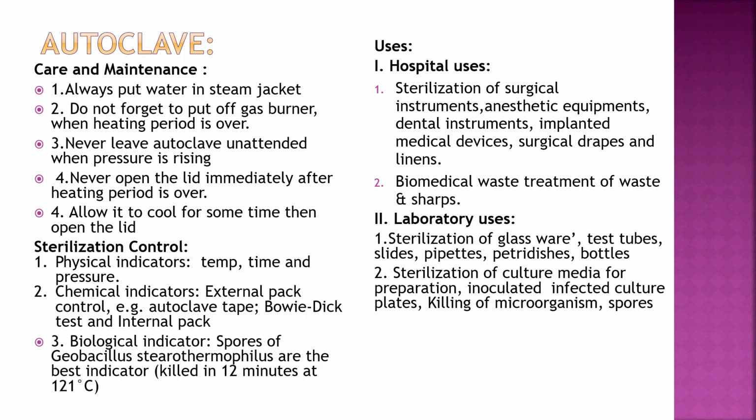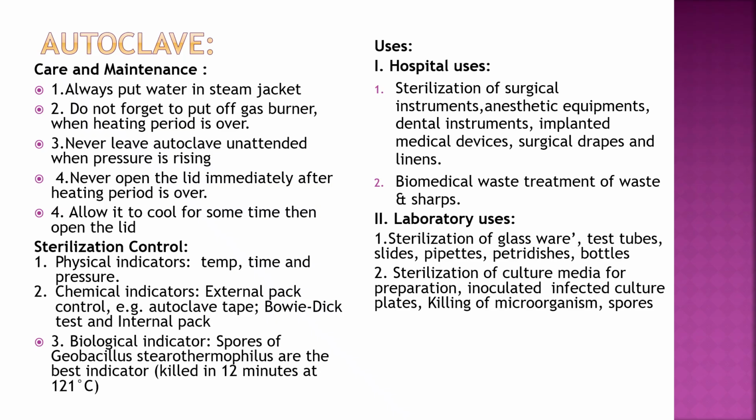Sterilization control: physical conditions like temperature, time and pressure; chemical indicators like external pack control, that is autoclave tape, or the Browne test, or internal pack. The biological indicator: spores of Geobacillus stearothermophilus are the best indicator, in which the spores are killed in 12 minutes at 121 degrees Celsius.